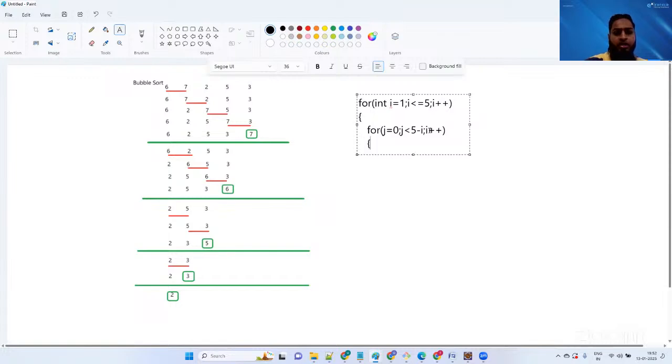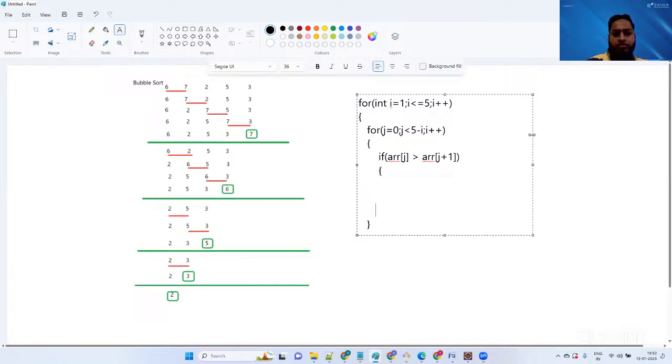And then my j is pointing at the 0 index, right? So I will always compare the j with the neighbor. 0 with 1, 1 with 2, 2 with 3, 3 with 4. So always I will compare the j with its neighbor. So I will say if my ARR of j is greater than the neighbor ARR of j plus 1. And whatever we compare, we swap.